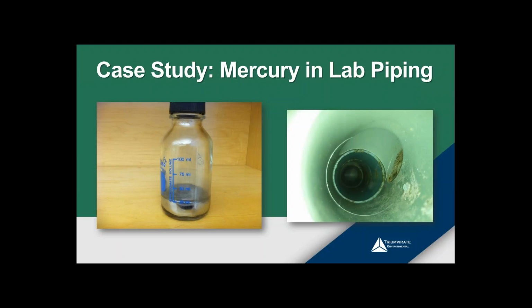So I touched on mercury and lab piping earlier. I can get into a little bit more specifics. It's commonly found in areas where mercury is used for research, and also it can be found in areas where mercury-containing compounds, such as thimerosal, can be used as a preservative and inadvertently poured down the drain.